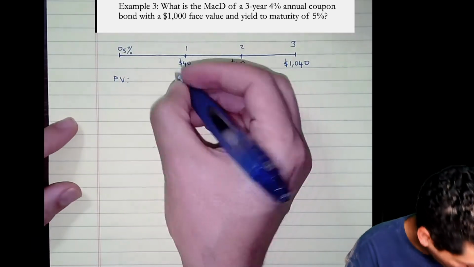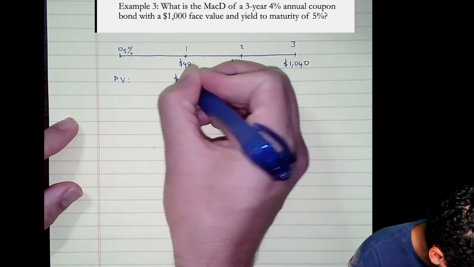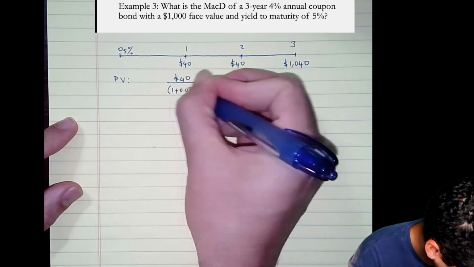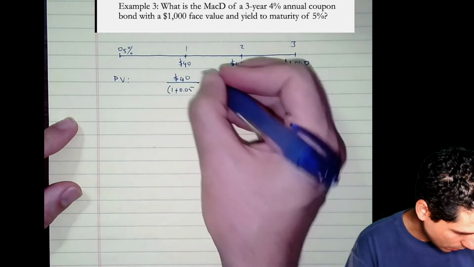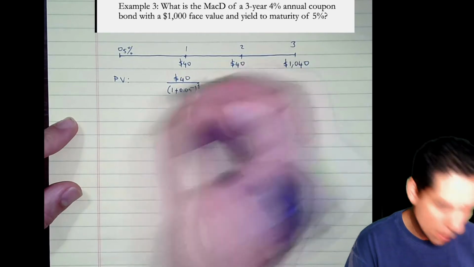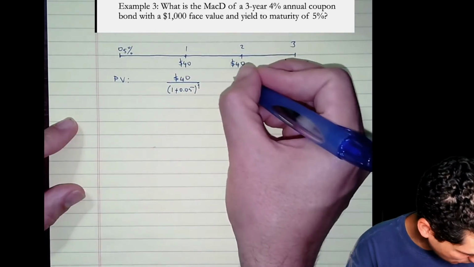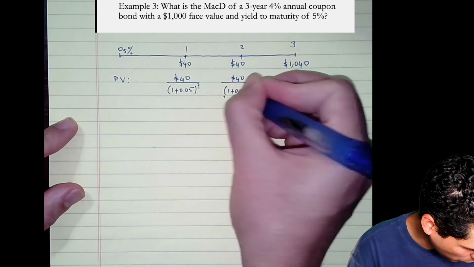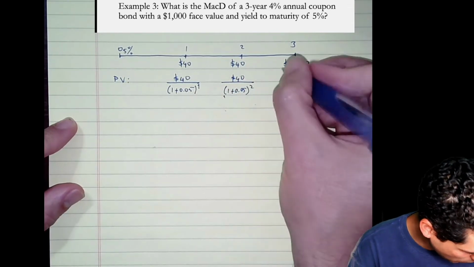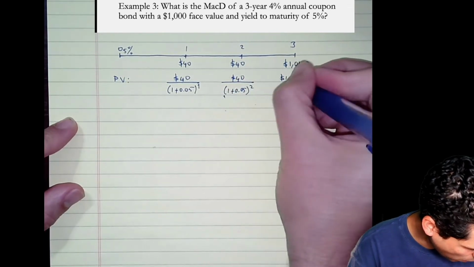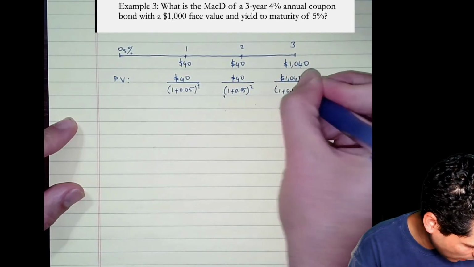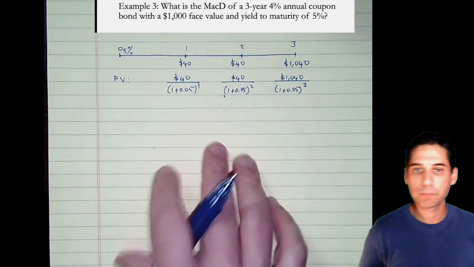So here, the first one is going to be present value is $40 divided by 1 plus yield to maturity, 0.05, raised to 1. And then the second one is $40 divided by 1 plus 0.05 raised to 2. And then the last one is 1,040 divided by 1 plus 0.05 raised to 3.